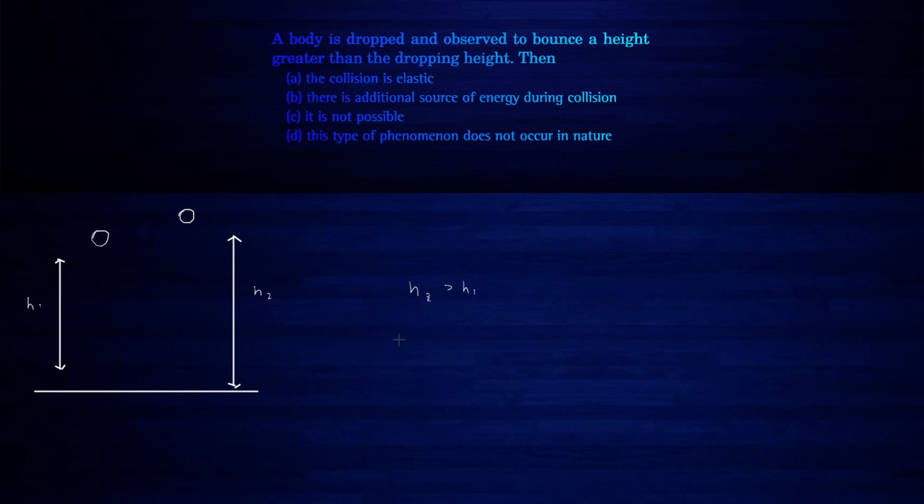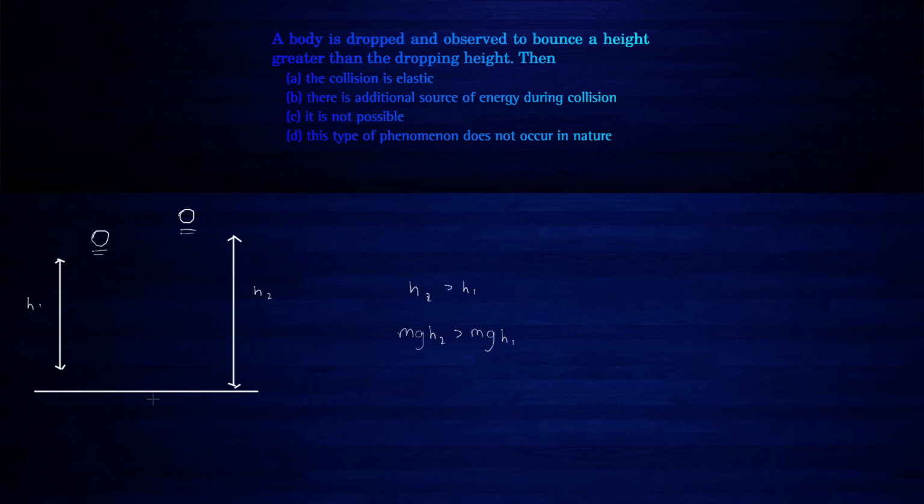So, as h2 is greater than h1, mgh2 is greater than mgh1. So, the body at this position has higher energy than it has at this position.